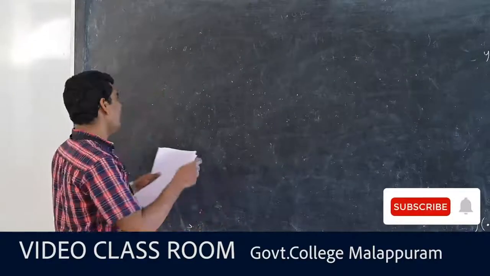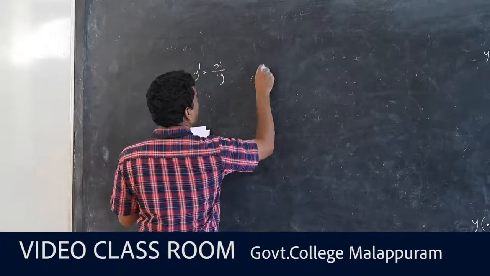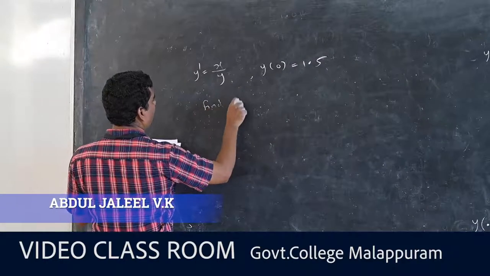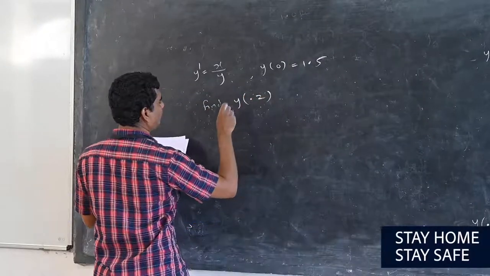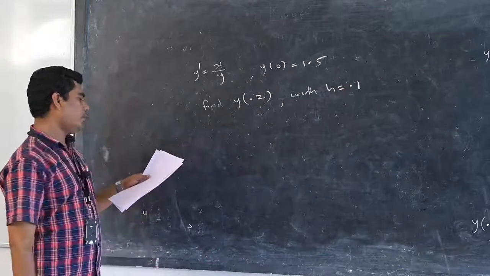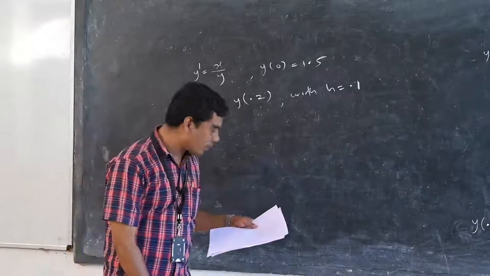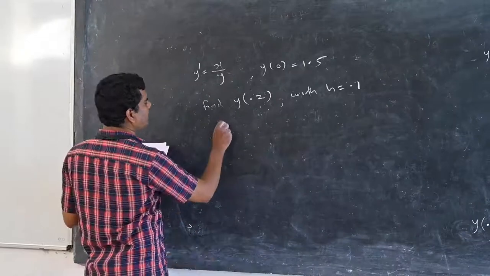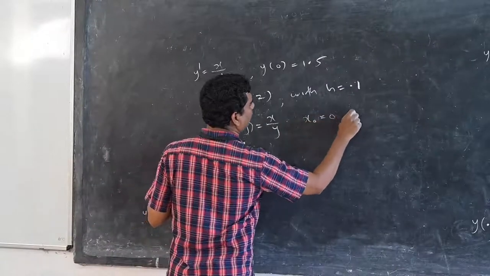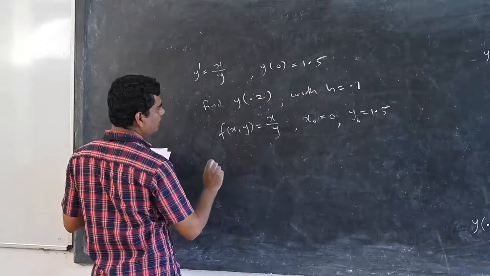Next example. The given initial value problem is y derivative is equal to x by y. Initial condition is y of 0 is equal to 1.5. Then find y of 0.2 with h equal to 0.1, using the improved Euler method, modified Euler method, or Heun's method. Here f of x, y is equal to x by y. x0 is equal to 0, y0 is equal to 1.5, h is equal to 0.1.